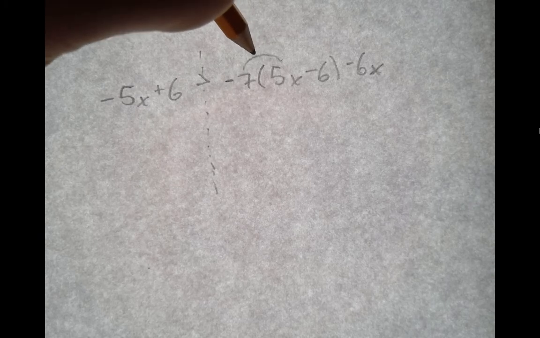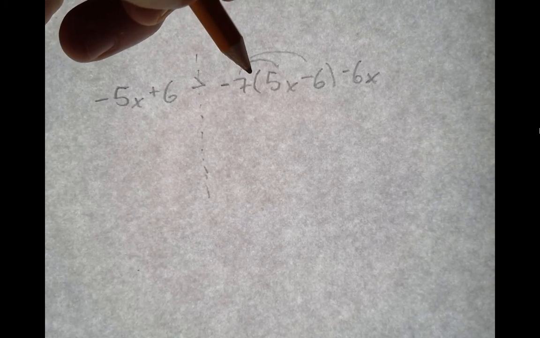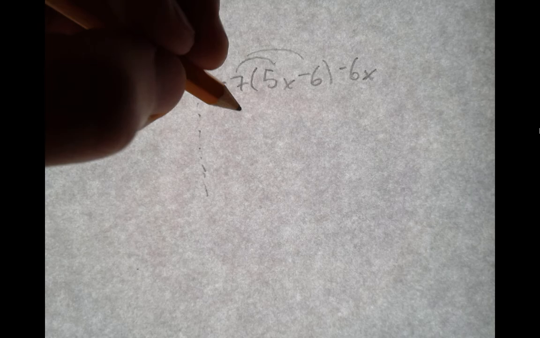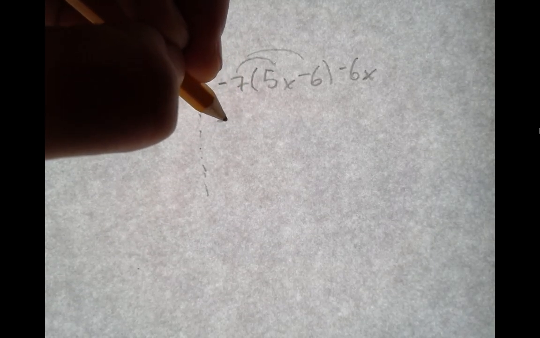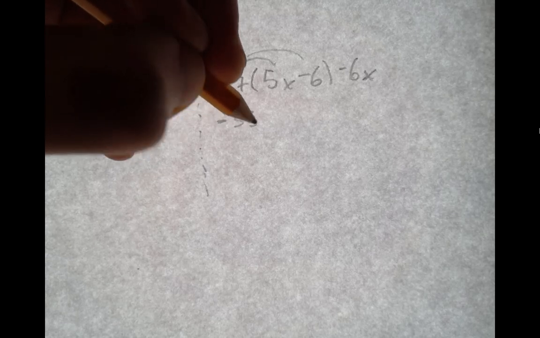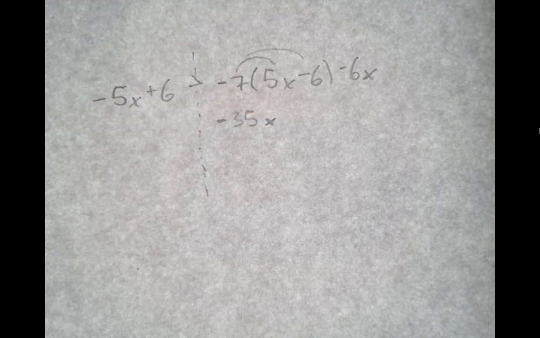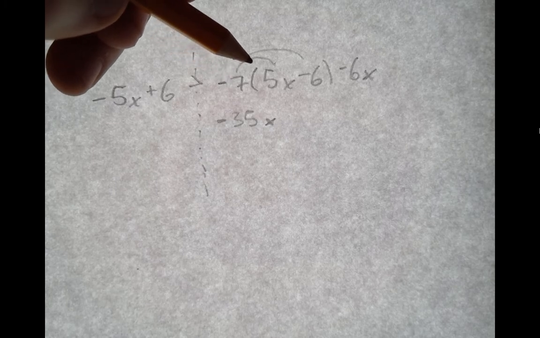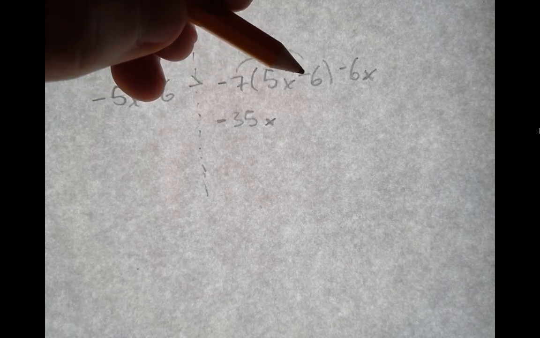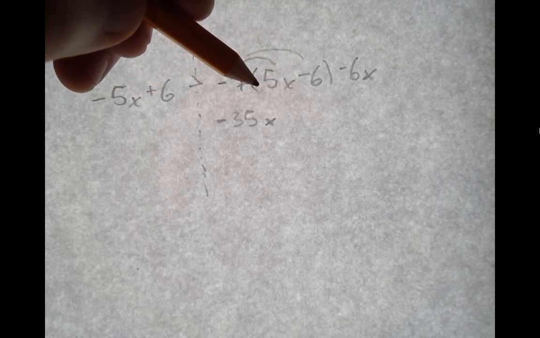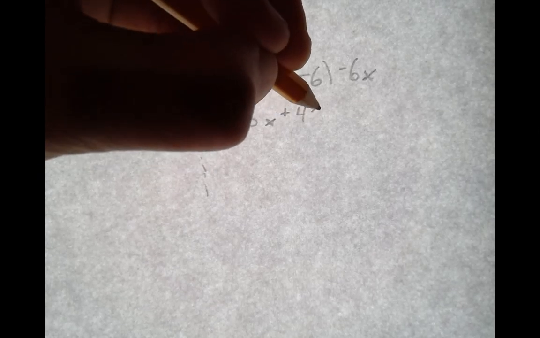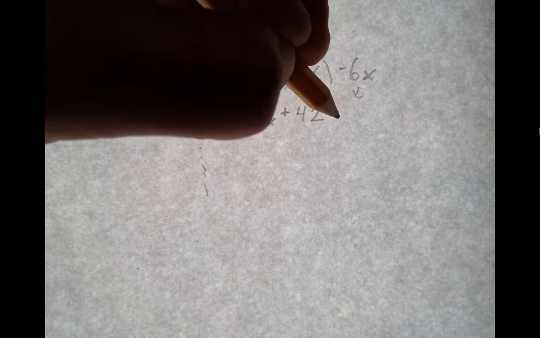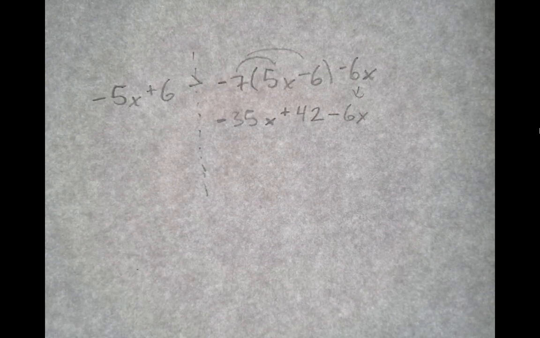So negative 7 times 5, negative 7 times negative 6. Let's do it. Negative 7 times negative 5, that's going to be negative 35x. Negative 7 times negative 6 is going to be positive 42. And then this 6x minus 6x will come down for the ride.